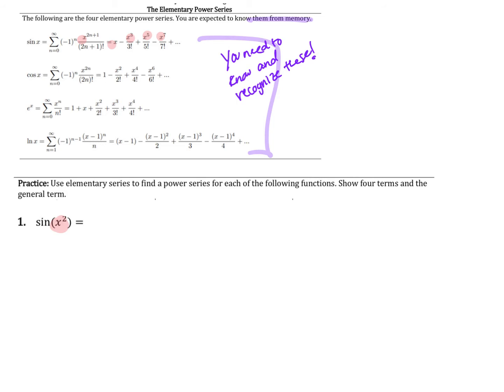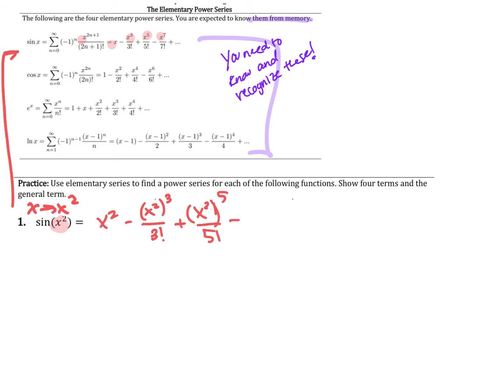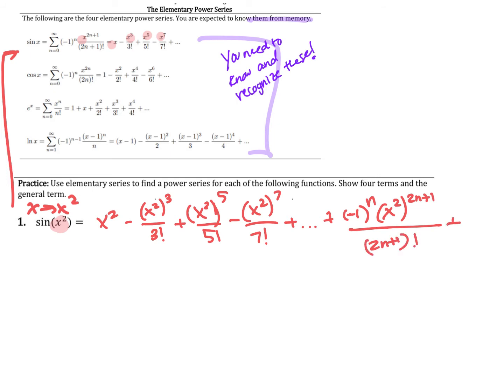So if I write this out, I'm using the sine power series here, and I'm changing all of my x's to be x squareds. So the first term in the series of sine of x is just x, so that's going to become x squared instead of x. The second term is minus x to the third, so now this is going to be x squared to the third over 3 factorial, plus x squared to the 5th over 5 factorial, plus, nope, not plus, minus x squared to the 7th over 7 factorial plus dot, dot, dot. So it does ask us to find the first 4 terms and the general term. So manipulating the general term, we have negative 1 to the n times x squared to the 2n plus 1 over 2n plus 1 factorial plus dot, dot, dot.